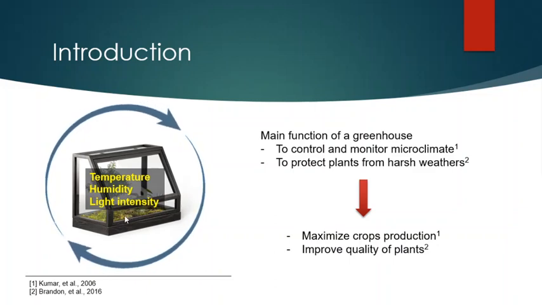The circular motion of the arrows show the cause and effect of the parameters. When the operating condition exceeds the values preset in the system, it will be regulated and integrated back to its normal condition. A perfect microclimate is vital as it will maximize crop production and improve the quality of plants.